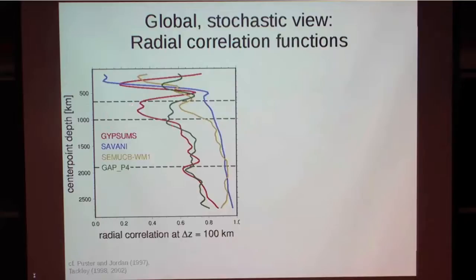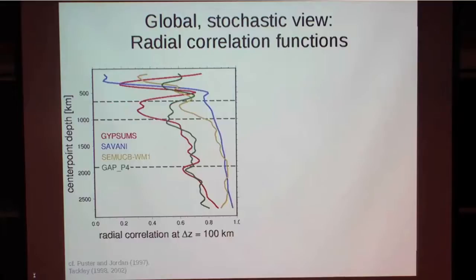Strong decorrelation between 600 and 1,000 kilometers, and another drop in correlation at 1,900 kilometers. Here's French and Romanowicz, here's Savani, and so there's some interesting inherent drop in this zone, but it's not really clear where exactly it is, but it appears to be in this range, right? And so this is from the models.